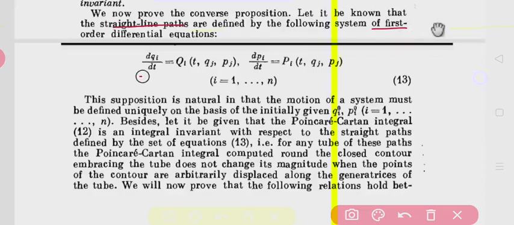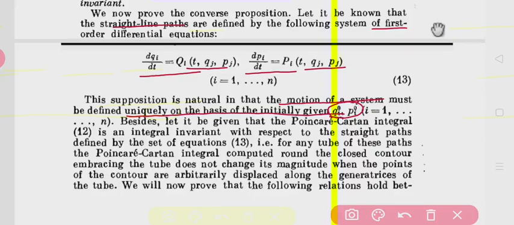So the straight path is given by this one, qi dot is equal to capital Qi and pi dot is equal to capital Pi, where Qi and Pi are functions of t, qj and pj, the Hamiltonian variables, coordinates. Now, the motion of the system will be defined uniquely on the basis of the initial given values.